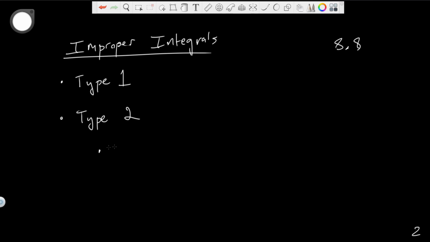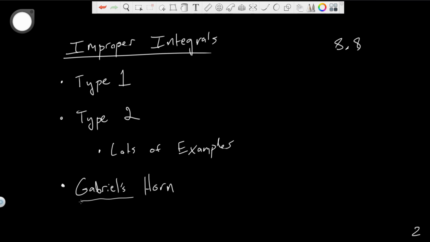Additionally, we're going to be doing lots of examples. I hope that helps. And then we will finish this lesson with one of my favorite math problems of all time. Gabriel's horn. I'm very excited for that, and I hope you are too. With that said, let's go ahead and look at our first type of improper integrals.